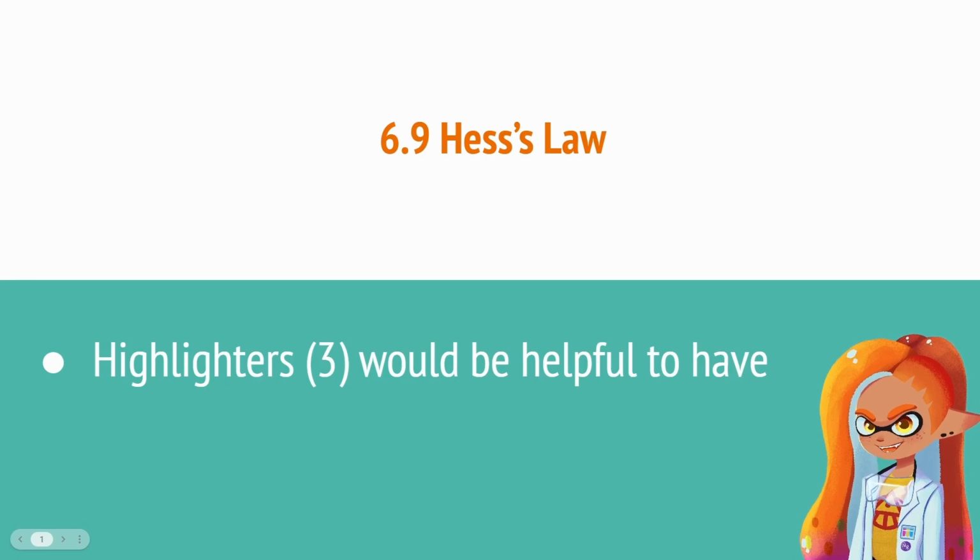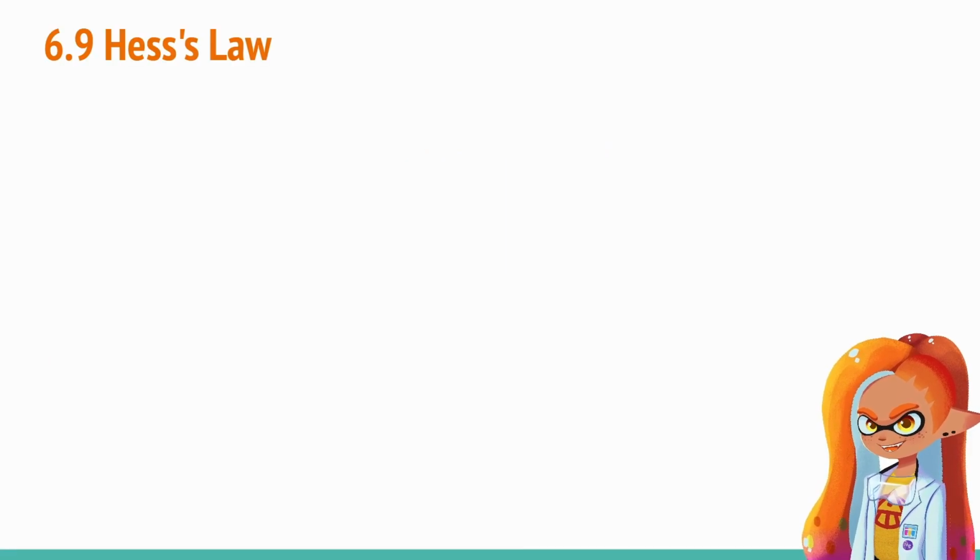The third way of calculating delta H reaction is using Hess's law. Personally, this is my favorite way. I'll explain why later. Having 3 highlighters will be helpful when we go over an example. So let's go ahead and just talk about this first.